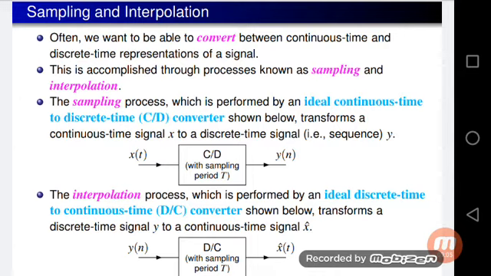And in this sampling, the accomplishment through the process is known as sampling and interpolation. Interpolation means data changing from one place to another place, and the sampling process is performed by an ideal continuous time to discrete time, that means a C by D converter. Continuous to discrete.